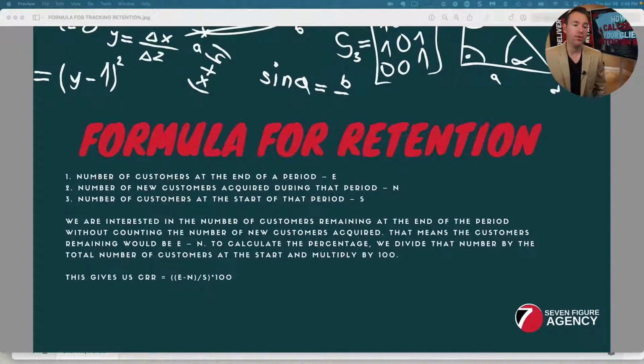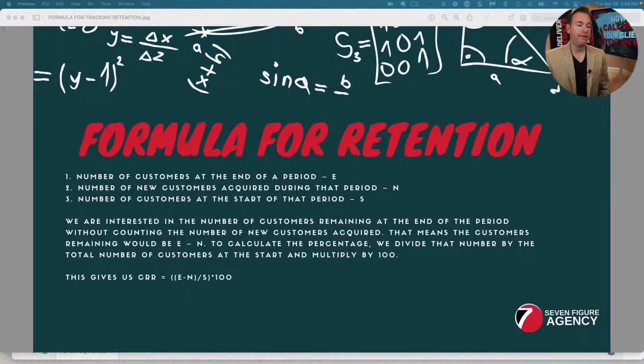And then we need to know the number that we started with. So I'm going to give you guys a simple Excel formula for this, which will make this a lot more practical, but it's good to know what the formula is. Because when we've got these 3 things, we can figure out we're interested in the number of customers remaining at the end of the period without counting the new customers that we acquired, right? If you don't take into account the new customers, your retention is going to seem better because it's like, oh, we have 100%. But the reality was you landed 5 and you lost 4. So clearly your retention was not 100%.